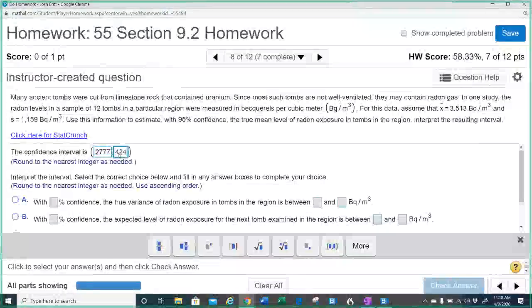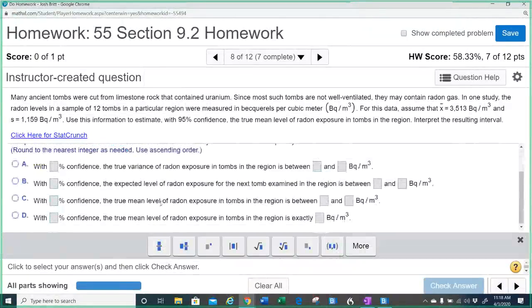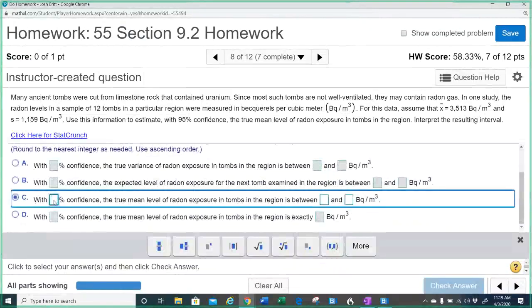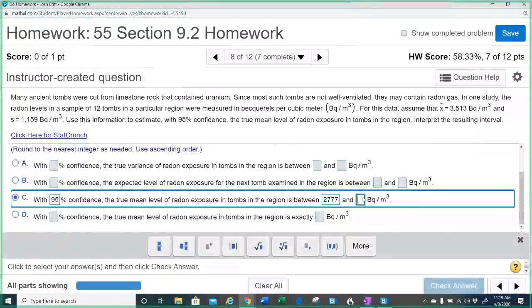4249, and then the true mean is what we're wanting. We are 95% confident the true mean level of radon exposure in tombs in the region is between here and here. So again, 2777 and 4249.